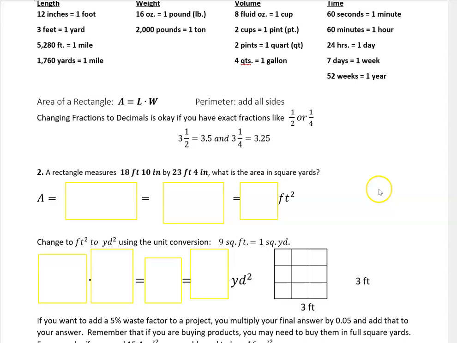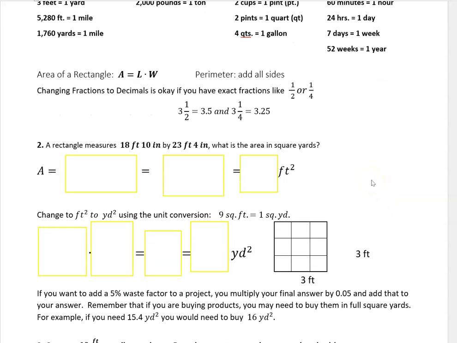One of the things you have to do in your measurement assignment in class is to find the area when it's given something like 18 feet 10 inches by 23 feet 4 inches. Notice this is in feet and inches, and it's asking what is the area in square yards. So the first thing you want to do is change 18 feet 10 inches and 23 feet 4 inches into either feet or inches. And you can do it either way. I'm going to do it by changing it into feet today, but if you wanted to do the other way, that's okay. But you want to get them all in the same unit.